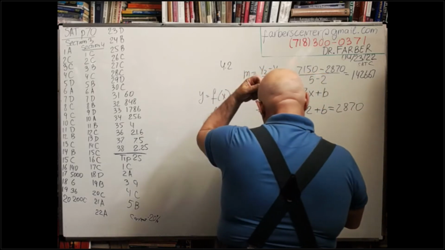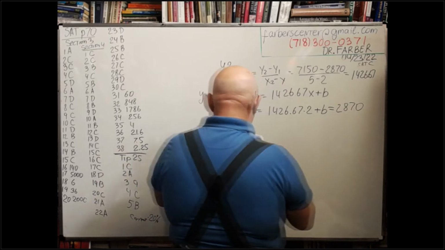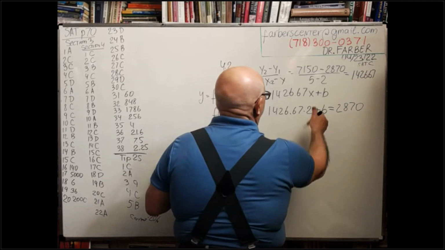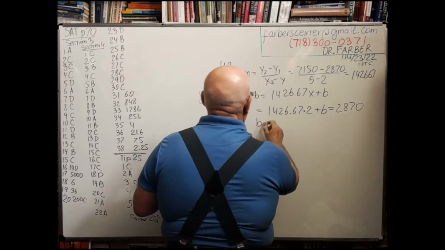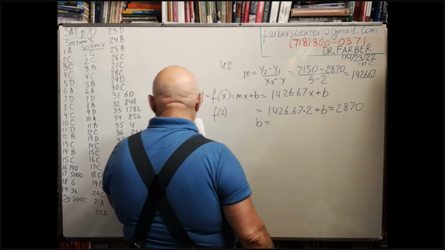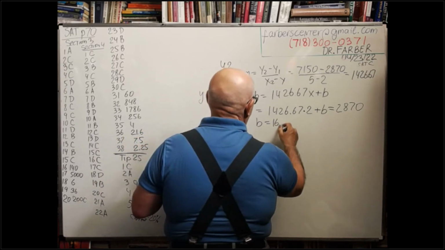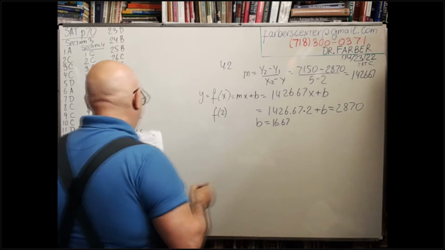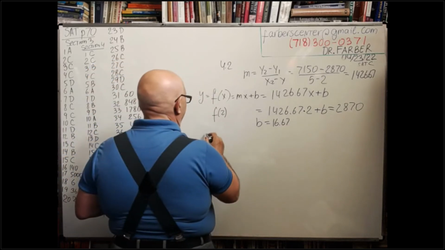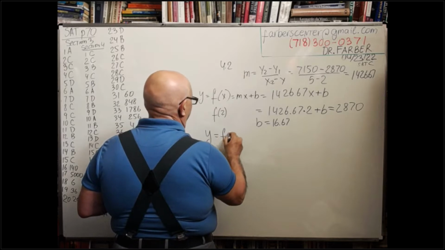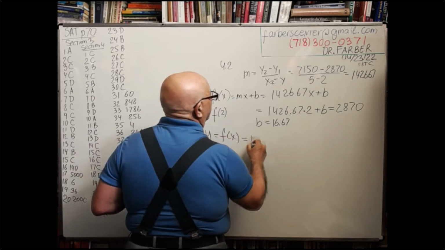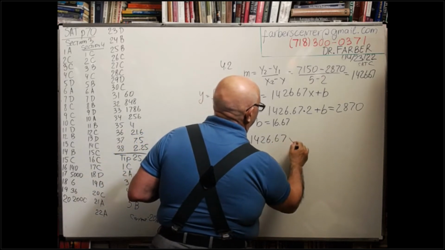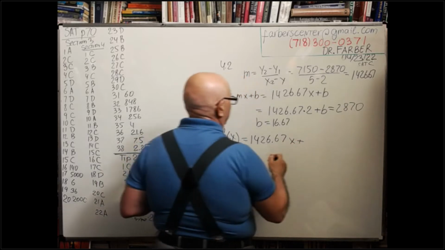After calculation, you have a scientific calculator here. I found from this simple equation with one unknown, this multiplication, that b equals 16.67. Again, if you need help with this multiplication, we can do it together. And finally, I have the equation of this line: y equals f of x equals 1,426.67x plus 16.67.